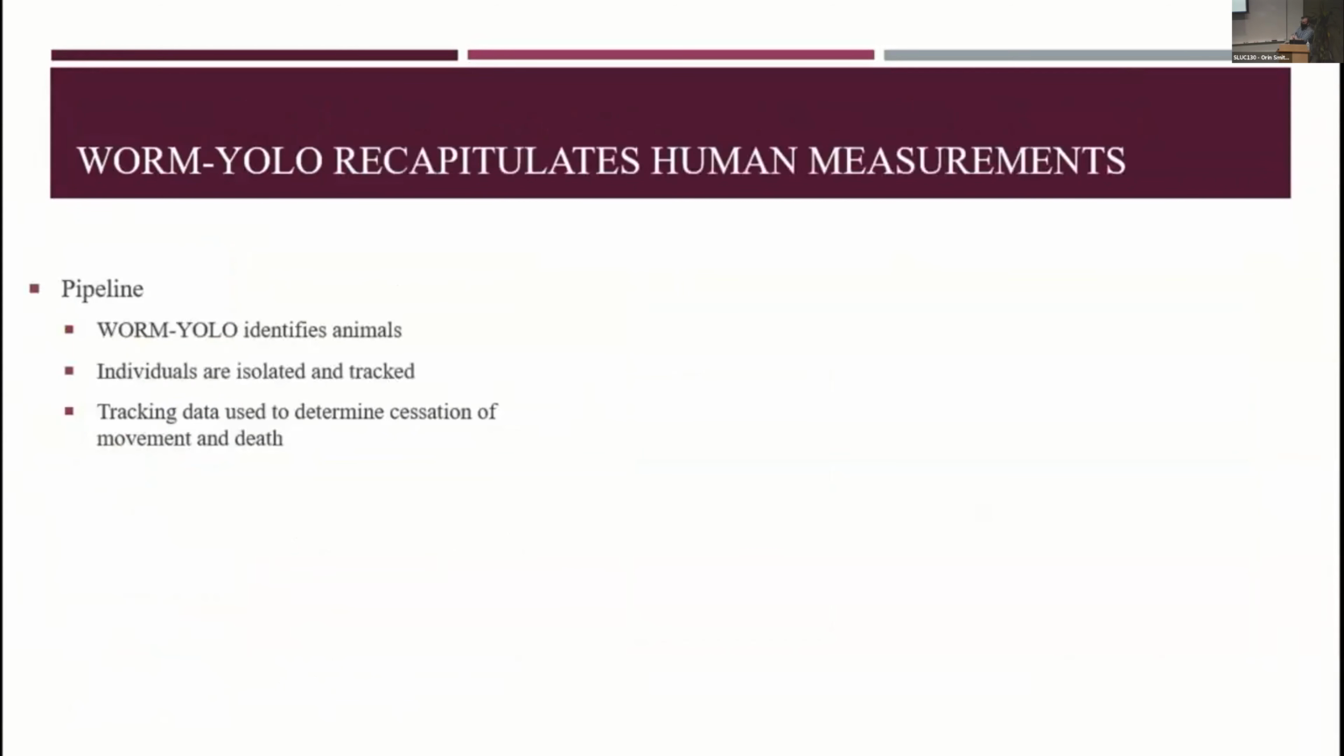And so our pipeline that we're currently working with now has Worm YOLO identifying the animals. And then from that, we take the bounding box data and we track those animals longitudinally as soon as they begin to slow down in midlife. And then that tracking data is used to determine cessation of movement and changes in body morphology that indicate death.